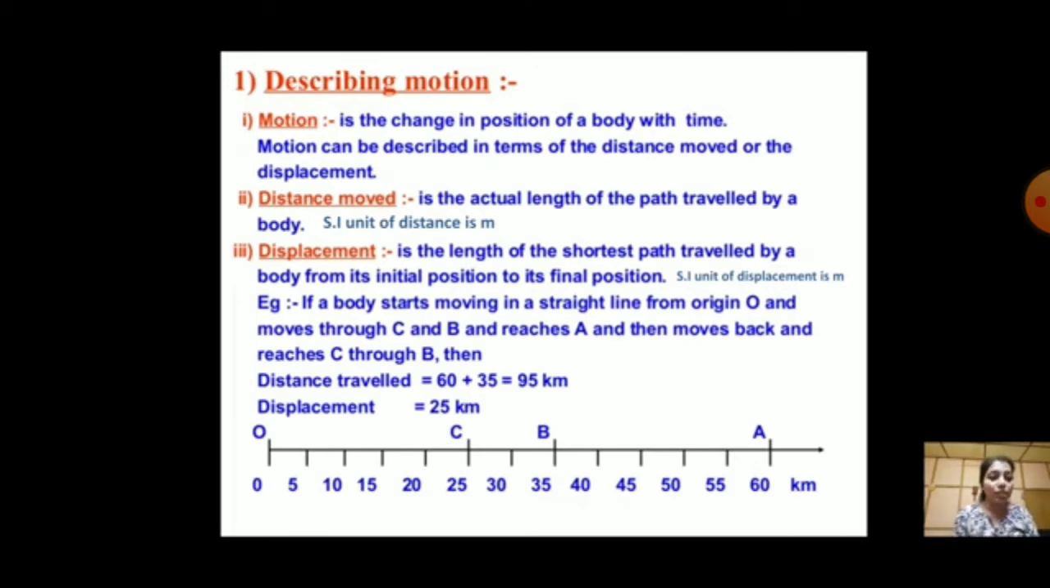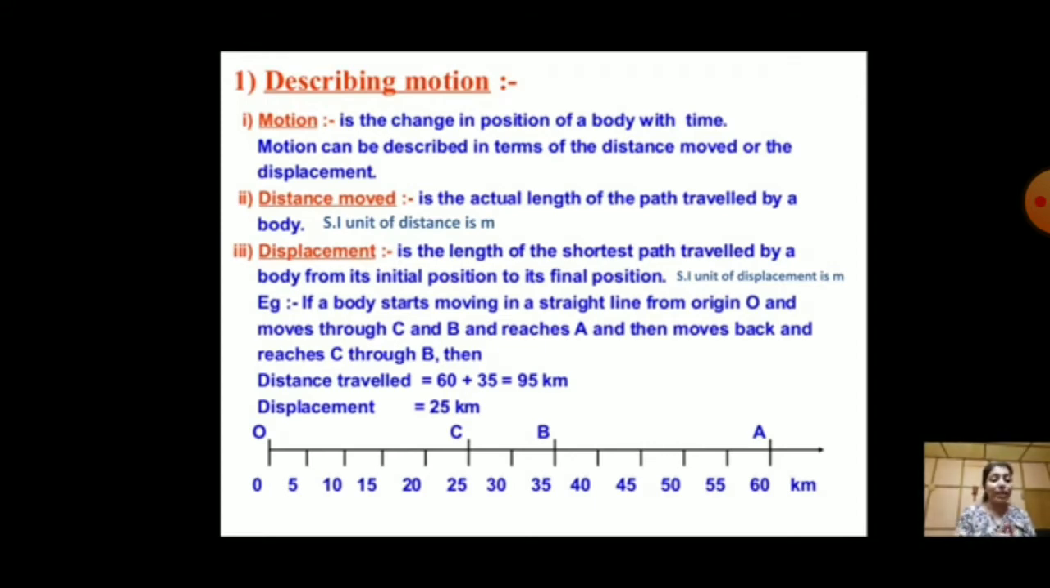Then when it reaches A, it moves back to C. So from A to C, what is the distance now? Here, when it is moving back from A to C, the difference between two points is taken to be 5 units. That means 5, 10, 15, 20. Now if we calculate the distance from A to C, how much will it be? From 60 to 55, 5 units. 55 to 50, one more 5. Like that if you count, 5 plus 5, 15, 20, 25, 30, 35. So if you count the units from A to C, it will be 35. That means from O to A it has covered 60 kilometers.